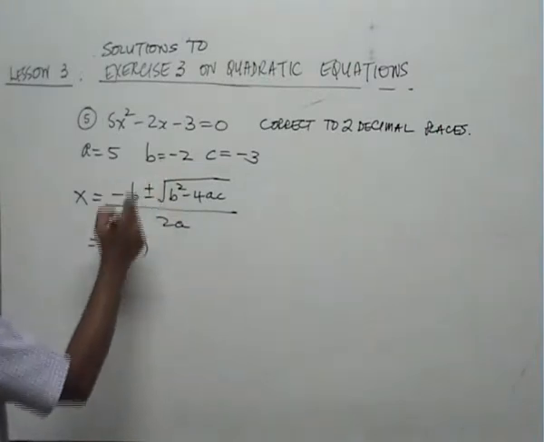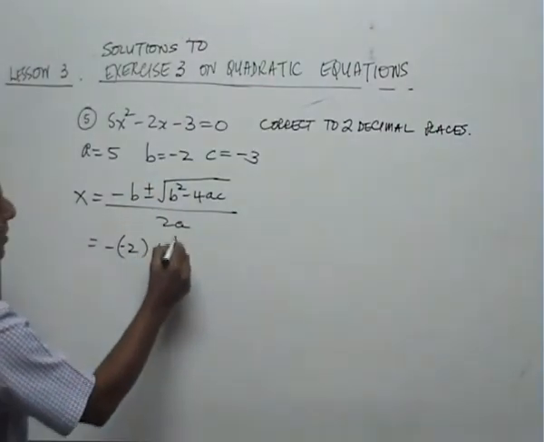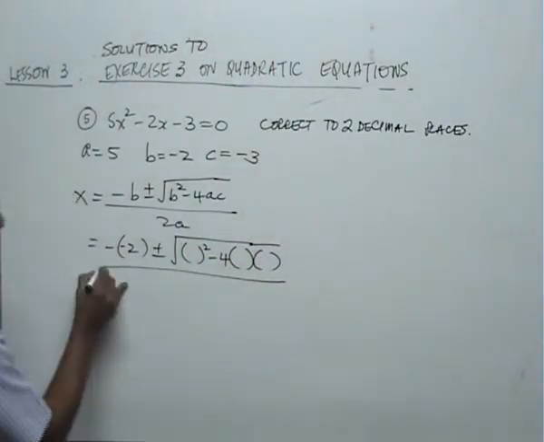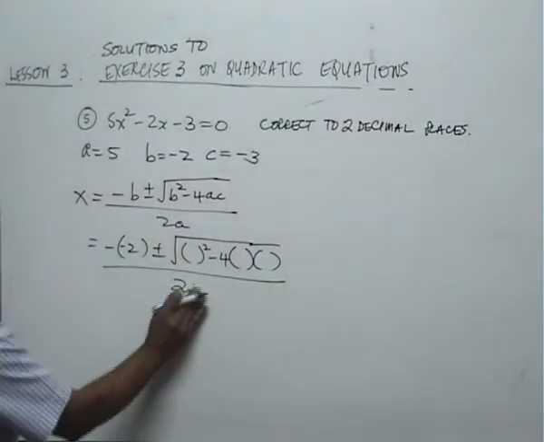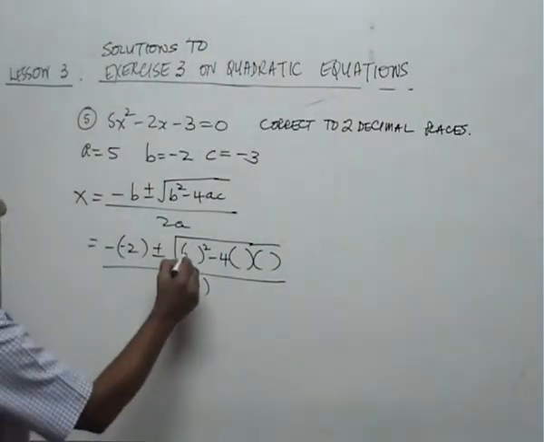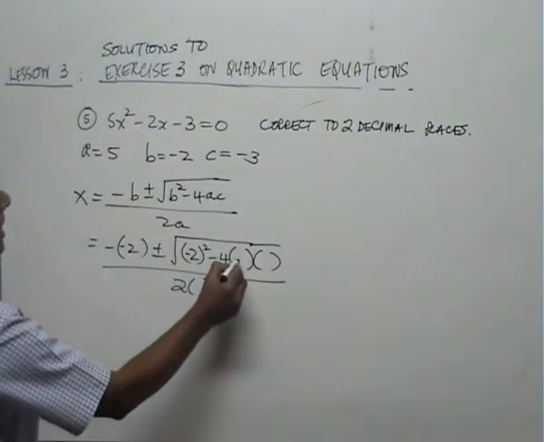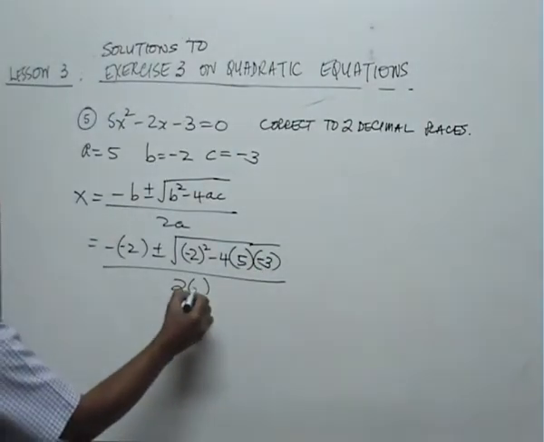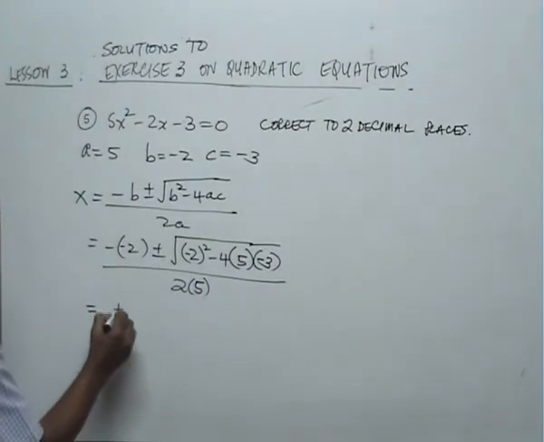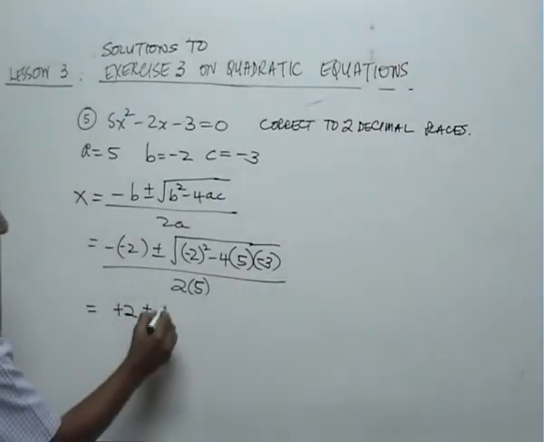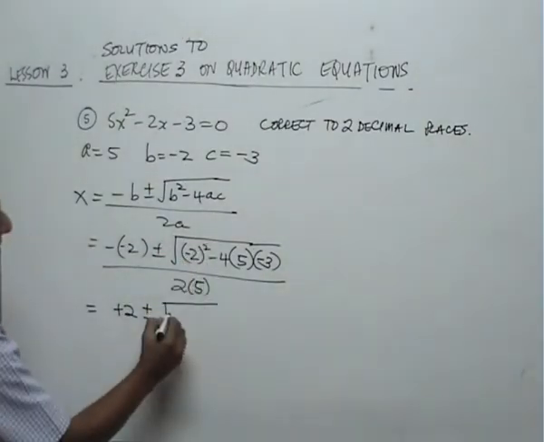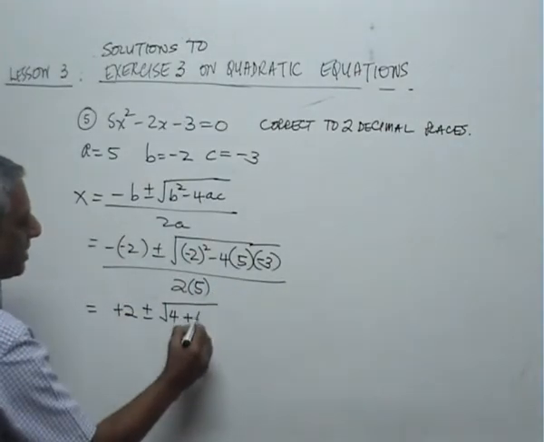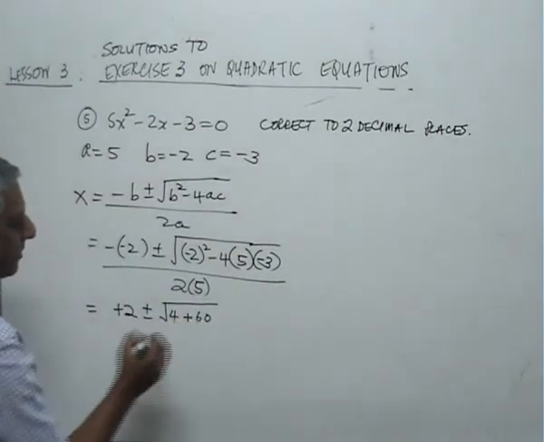Minus into, what is B? B is minus 2. Plus minus the square root of B squared minus 4 into A into C, all over 2A. All over 2 into A. So B is minus 2, A is 5, C is minus 3, A is 5. So that's plus 2, plus minus the square root of minus 2 squared, which will give you 4. Minus and minus will give you plus. 4 times 5 is 20. 20 times 3 is 60.